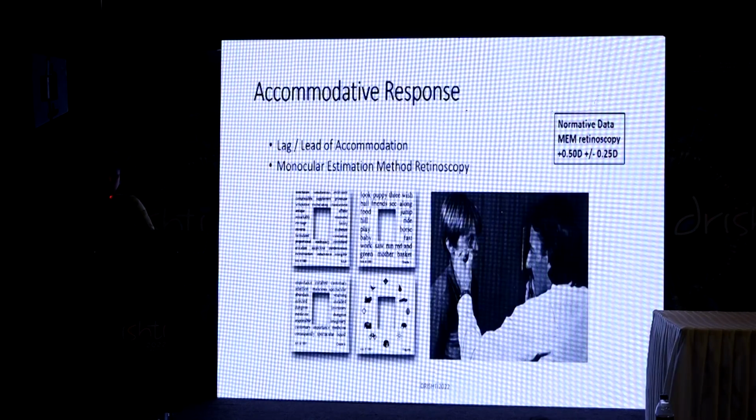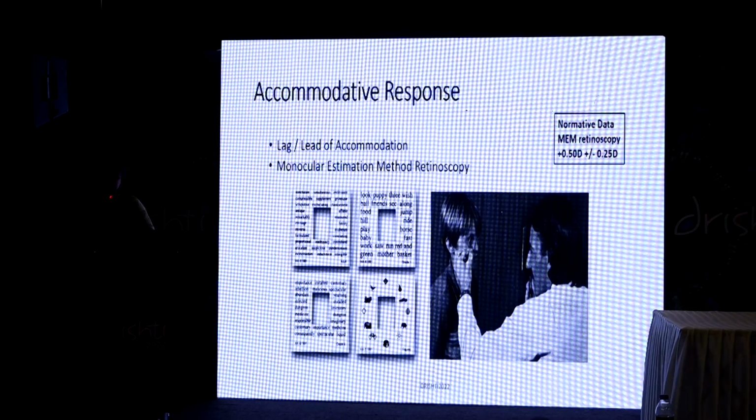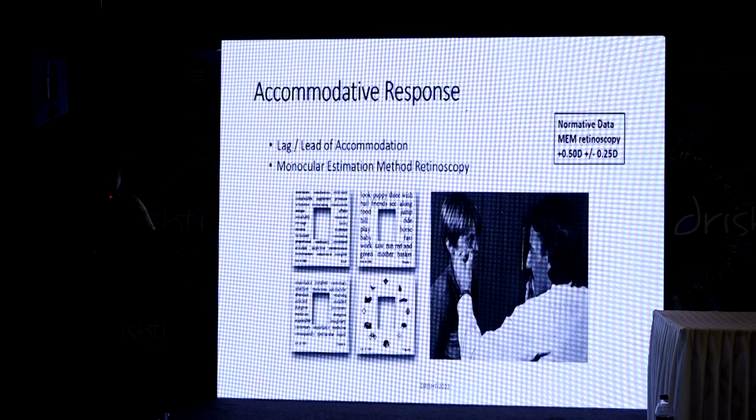Accommodative response is a very, very important aspect of accommodation testing, I would say, because this is again a very neglected test. It is very simple to do a MEM retinoscopy, with the chart you see over there that's fixed over the retinoscope. It is done with room illumination. You see whether the person is accommodating for that target, and it's usually done at 40 centimeters.